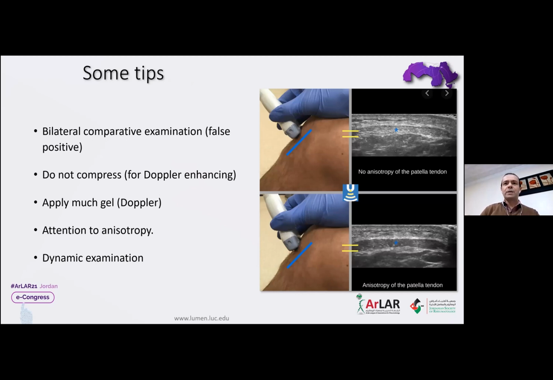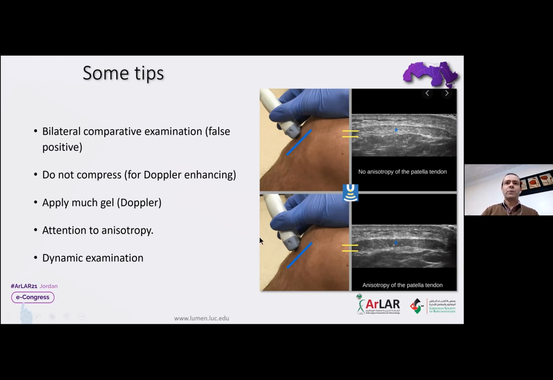Here are some tips in performing ultrasound examinations of the tendon. First, we have to perform a bilateral comparative examination because we can have false positive or sometimes false negative patients. So performing a comparative examination on the other side can alleviate some confusion in this case.